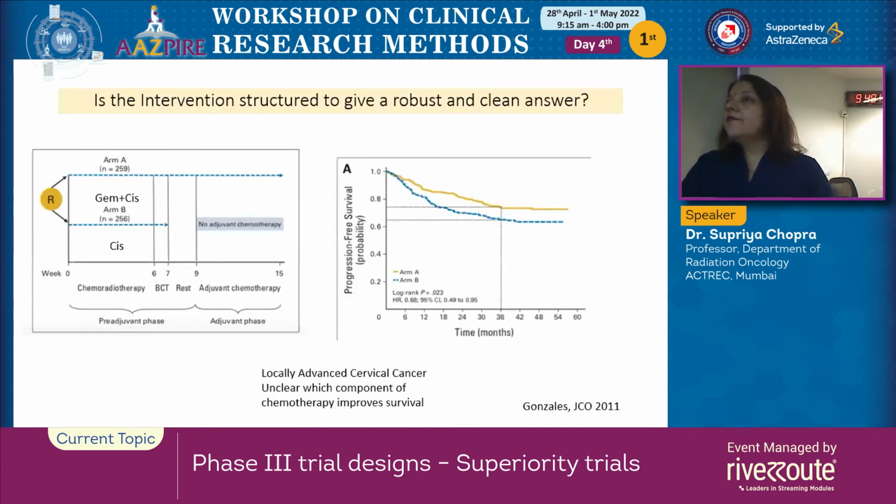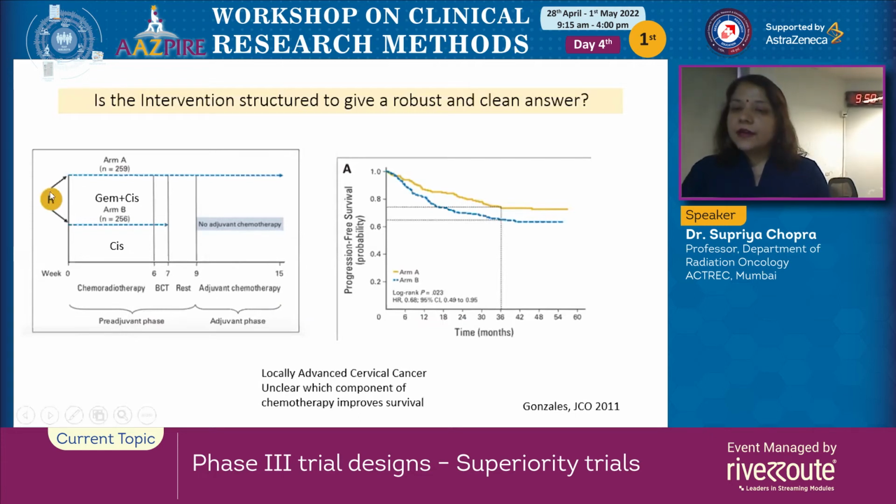The third thing in designing the intervention is that interventions have to be balanced. There can be only one deviation, which will be your test deviation. So this is a classical example of a positive phase 3 superiority trial which did not change world practice. Again, a very important positive trial, JCO publication, but not in any guidelines. This is a classical positive trial to learn from things not to do.